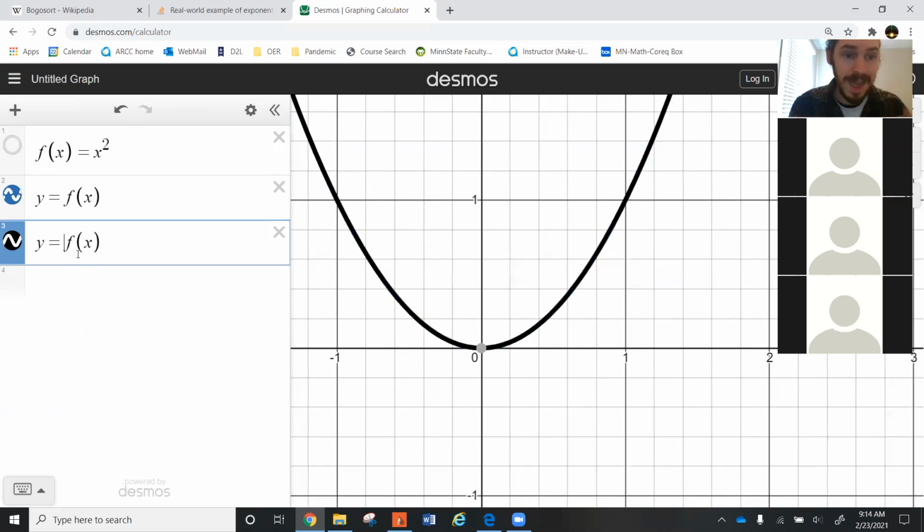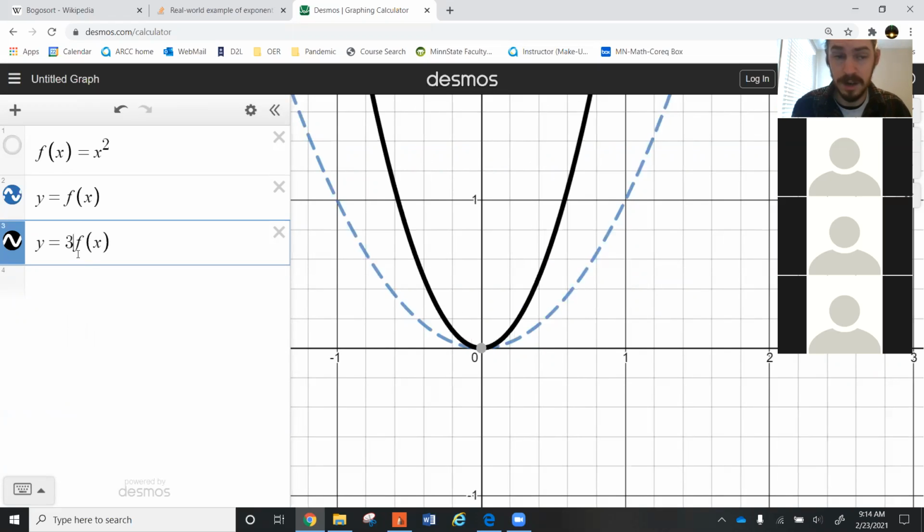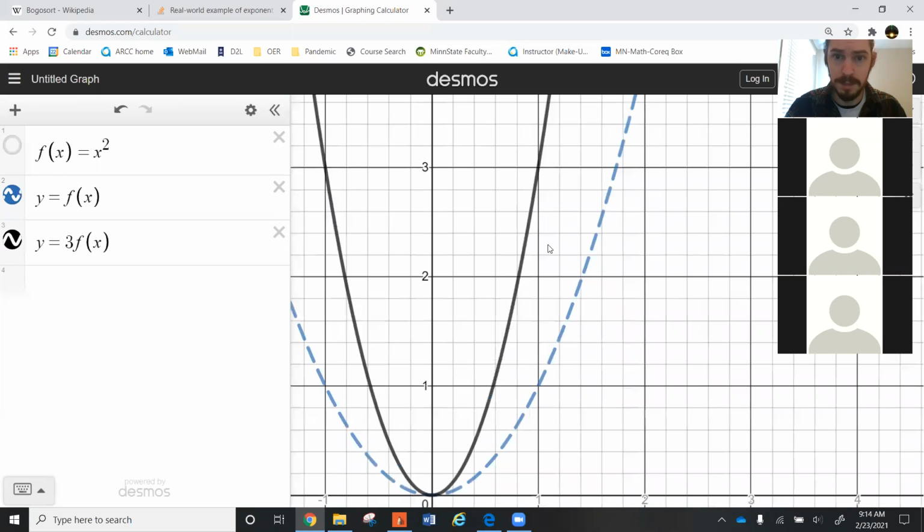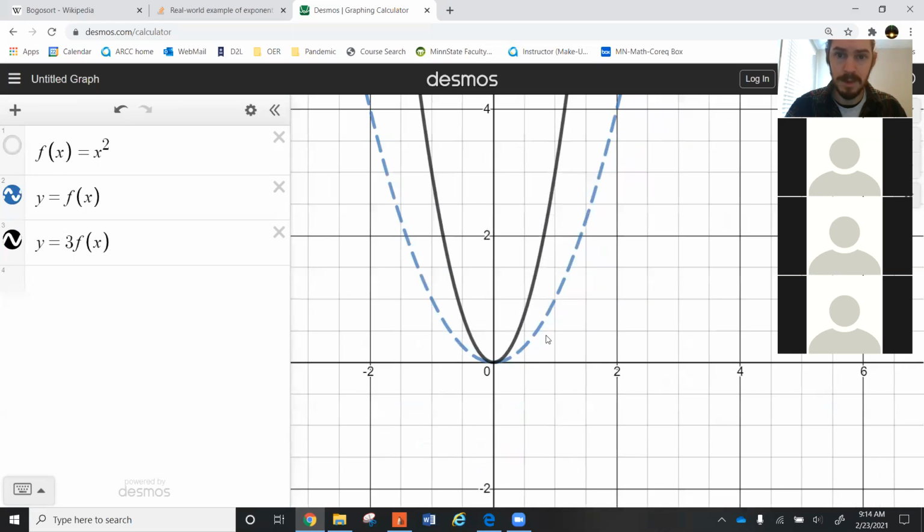But if you see something on the outside of the function, which is over here, right? This is the outside of the function. Then that is doing something to the y values. And in the case of the y values, you actually do exactly the same thing that you did to the equation, which is in this case multiplying by 3. So now all the y values are multiplied by 3. Okay, this is stretched out vertically.